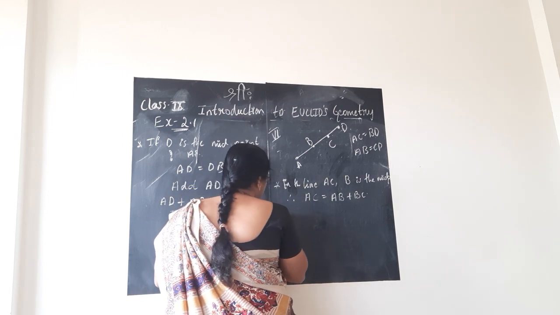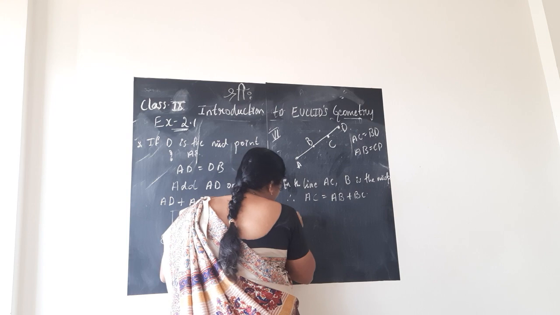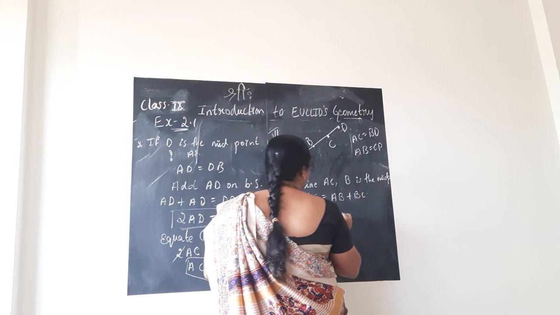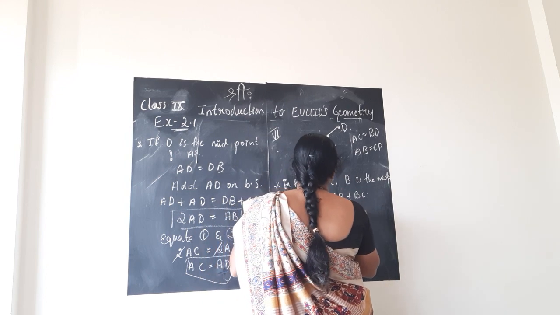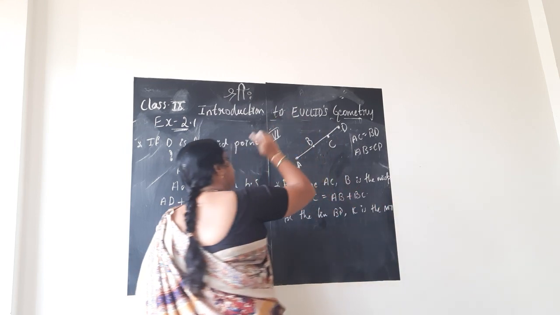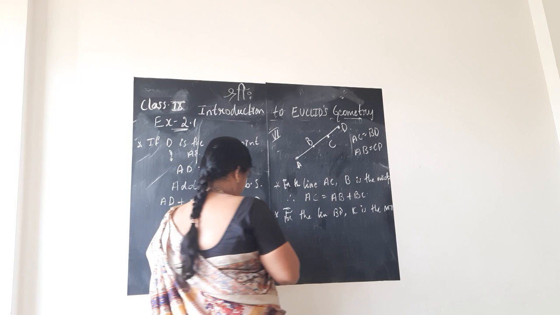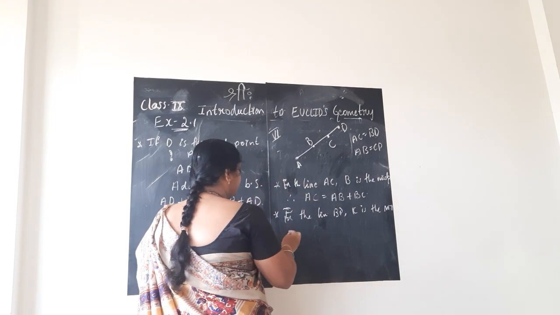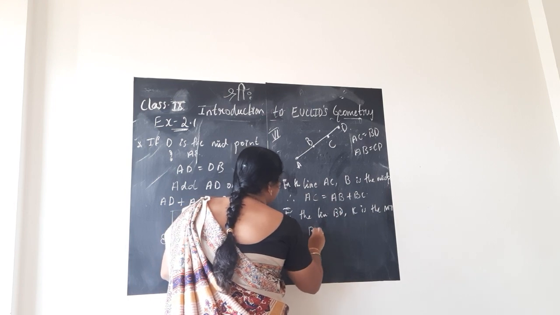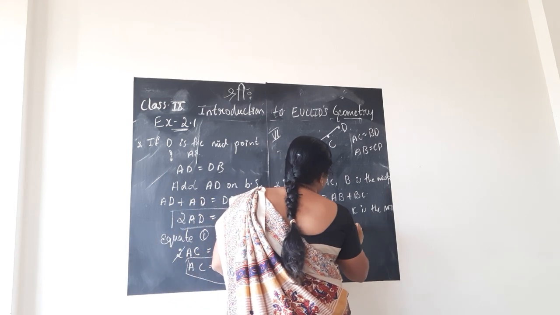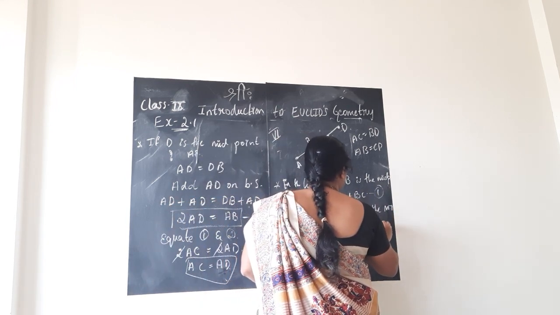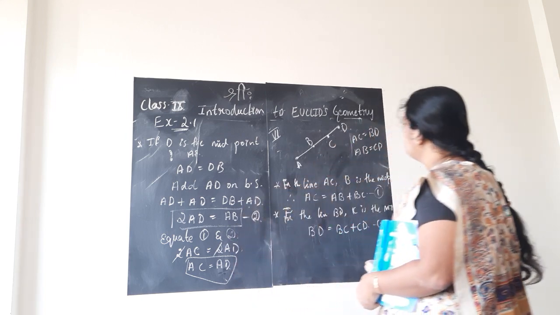AB plus BC. Similarly, for the line BD, say C is the midpoint. If C is the midpoint for the line BD, children, then BD is equal to BC plus CD. We will get BC plus CD. I will call this as equation 1 and this as equation 2.